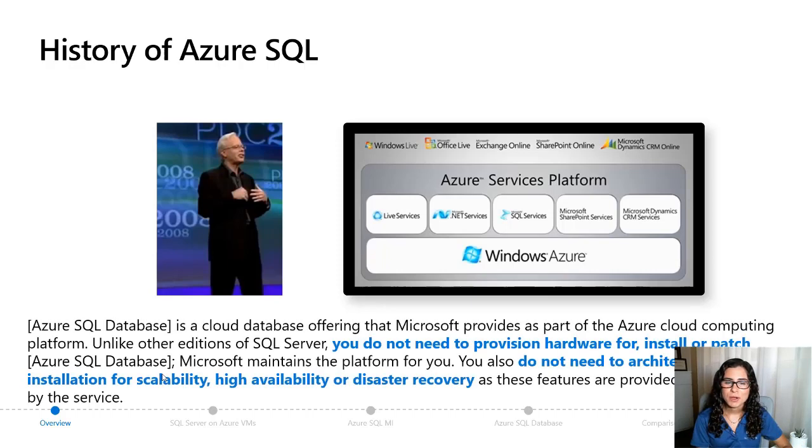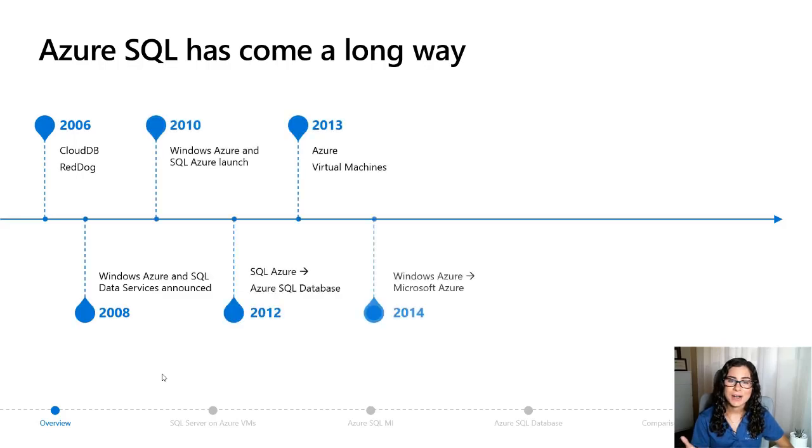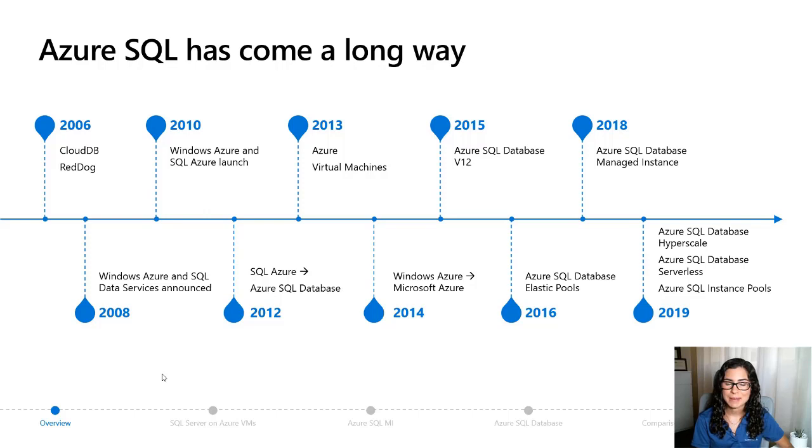And I found this other blog post from 2010, I think, and this was the what to use when for Azure SQL Database. And you don't need to read this whole thing, but basically it says you do not need to provision hardware for, install, or patch Azure SQL Database. Microsoft maintains that platform for you. You do not need to architect a database installation for scalability, high availability, or disaster recovery. Now, I still think this is a pretty good explanation of why people want to use things like Azure SQL Database.